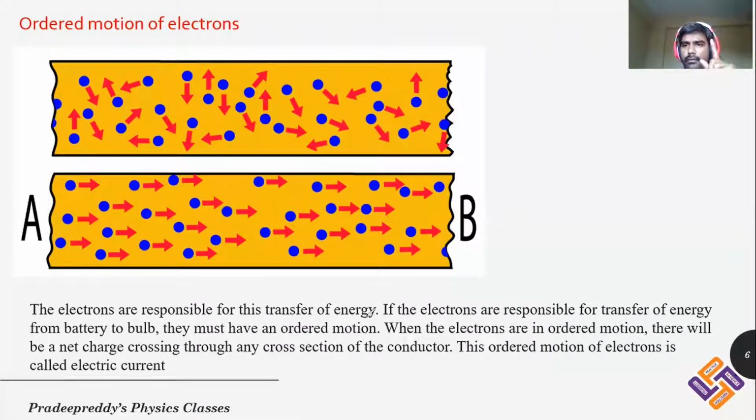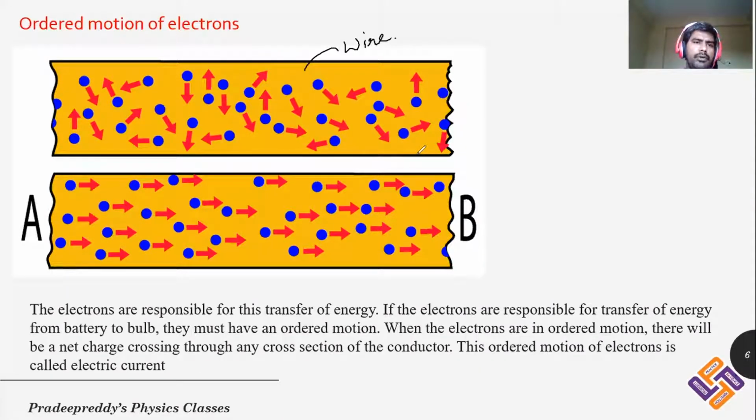Now, from the past 3 slides, we are clear that for transfer of electrical energy, definitely we will be using a conductor. And a conductor is that material which is a metal, and that metal has free electrons. Free electrons are responsible for conduction. And now you are taking such a wire. This is a wire.